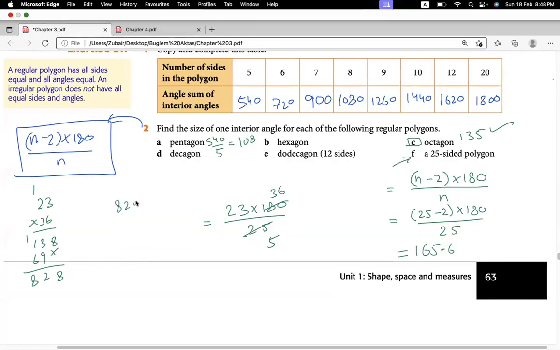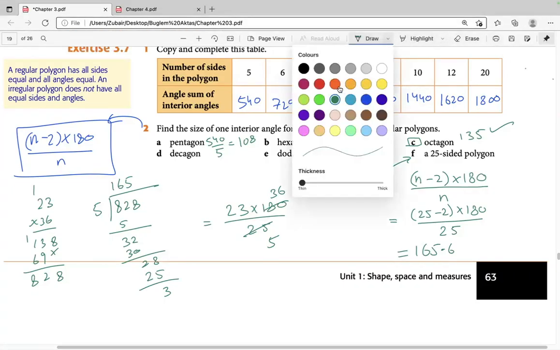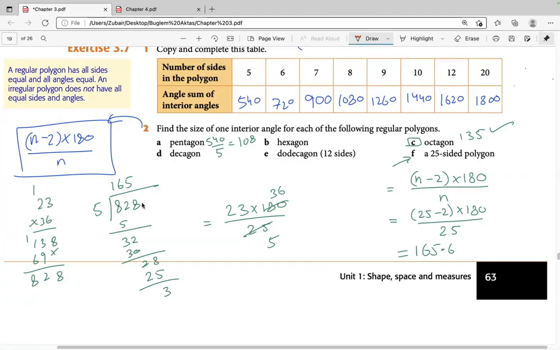Now 828 by 5. 5 1 times is 5. I'm left with 3. I bring this 2 down. 5 6 times is 30. 2. I bring this 8 down. 5 5 times is 25. This is 3. Maybe you would have mistaken this 3 as 165.3. But this is how you do it. You keep on dividing until you get 0. I'm writing this decimal here, bringing this 0 down, and 5 6 times is 30. So 165.6.